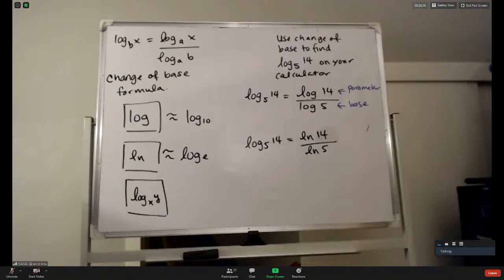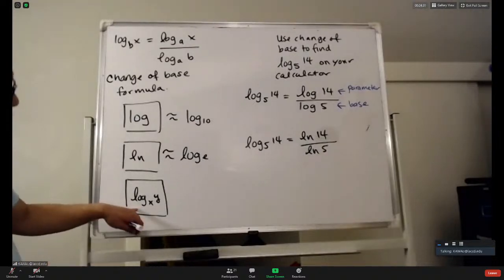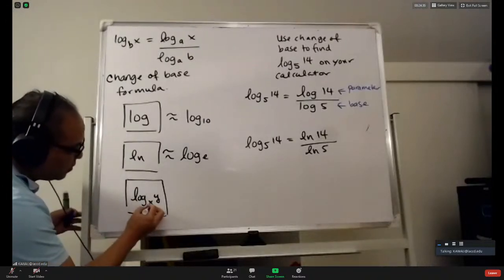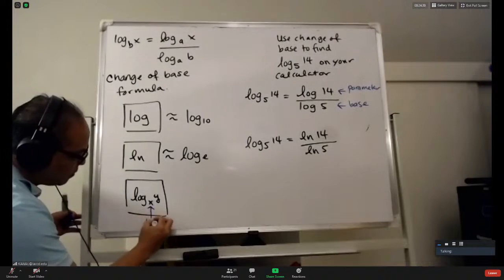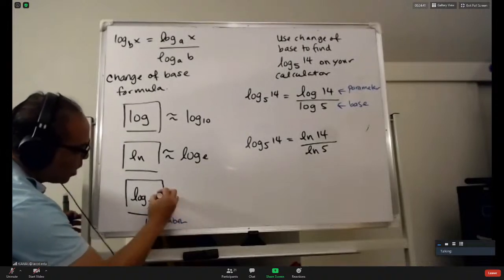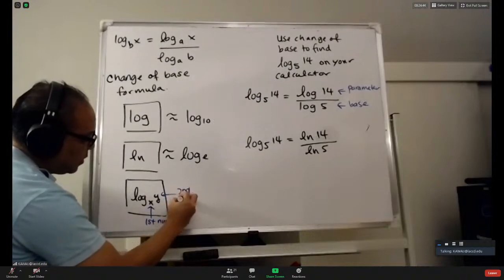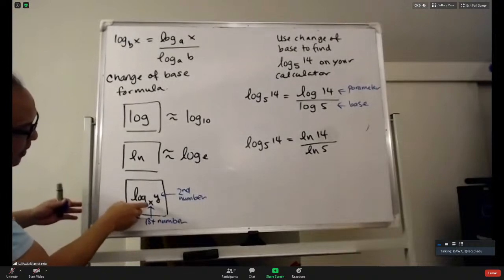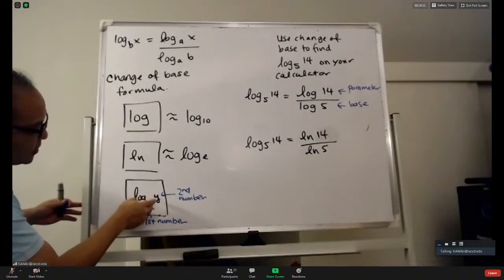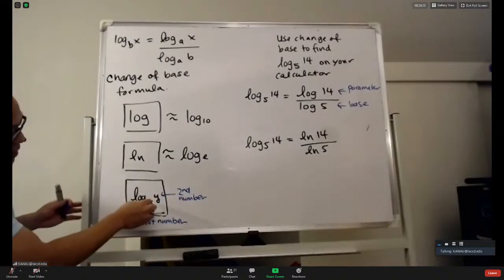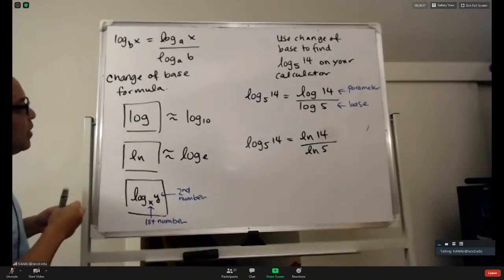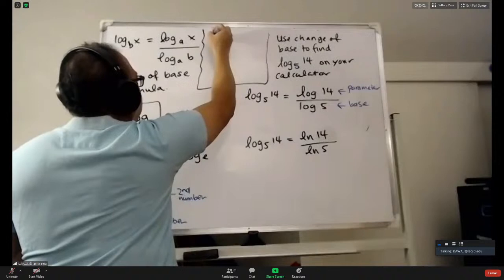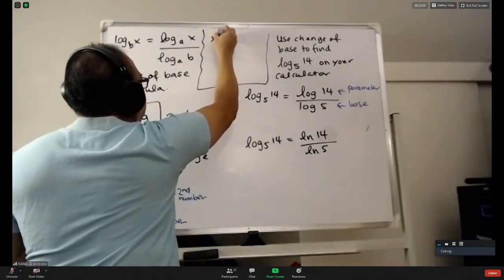And then if you have this button, the x is the first number. y is the second number. Now I can't remember if the calculators say log y x or log xy. It doesn't matter. But just know that the x always comes first. So if you have something like this, think of it as x divided by y.